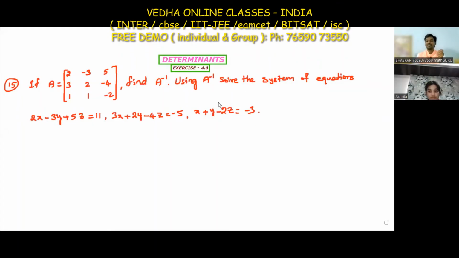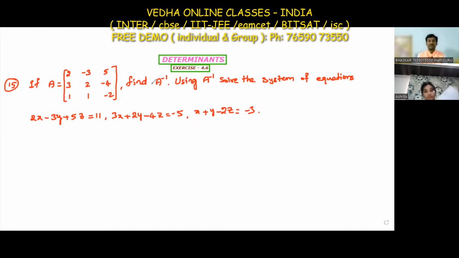Determinants, exercise 4.6. Question number 15: if A is equal to [2, -3, 5; 3, 2, -4; 1, 1, -2], find A inverse using, okay, so using A inverse solve the system of equations 2x minus 3y plus 5z is equal to 11, 3x plus 2y minus 4z is equal to minus 5, x plus y minus 2z is equal to minus 3. Okay. So when we compare the other problems and this problem, we have a small difference here. After finding the A inverse only, we solve the system of linear equations.